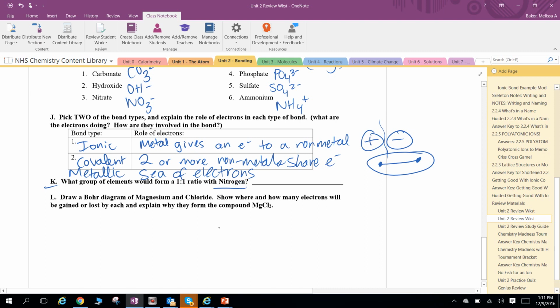Letter K, what kind of elements would form a 1-to-1 ratio with nitrogen? Well, nitrogen would like to gain 3 electrons, so anything that would like to give 3 electrons would be a perfect match. So anything in group 3A, for example, aluminum.